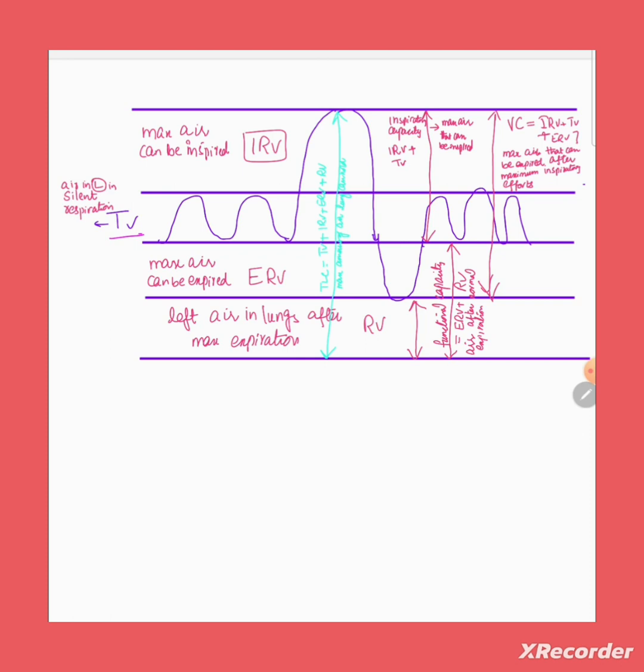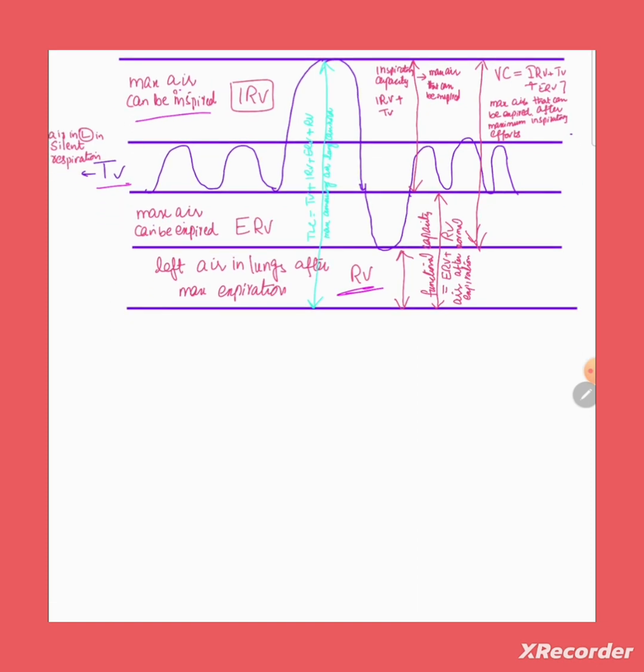Tidal volume is the air in the lung in silent respiration, such that there is normal inspiration and there is normal expiration. And then what is inspiratory reserve volume? Inspiratory reserve volume is the maximum air which can be inspired. And what is expiratory reserve volume? It is the maximum air that can be expired. And after that there is a residual volume, and residual volume is the air that is left in the lung after maximum expiration.